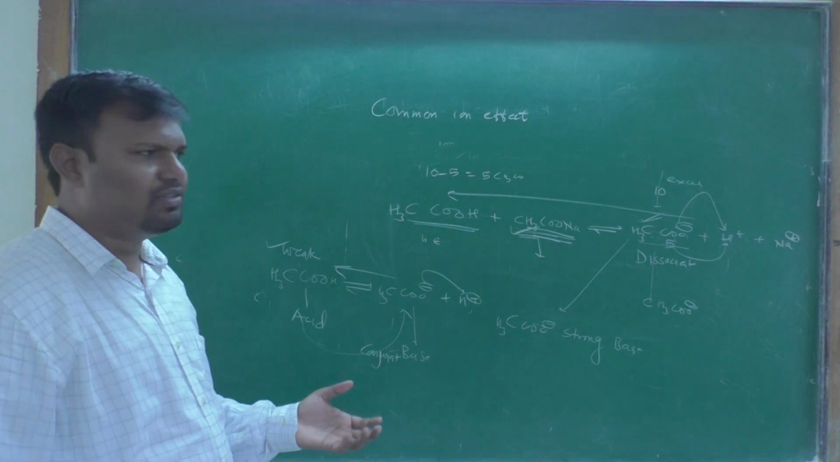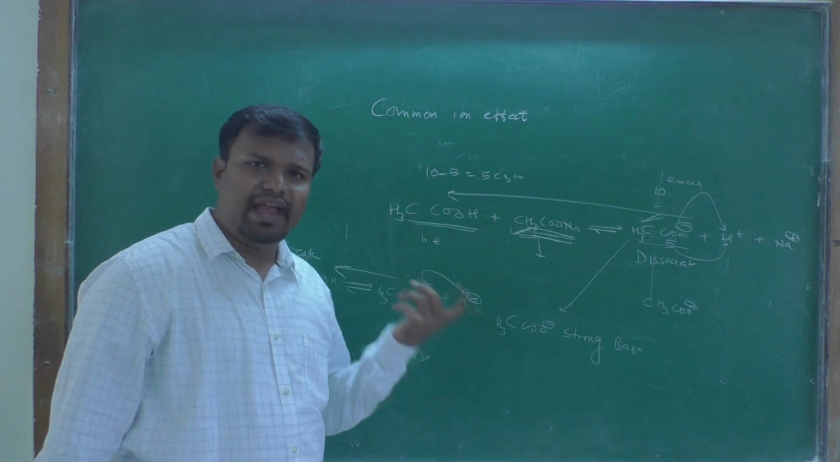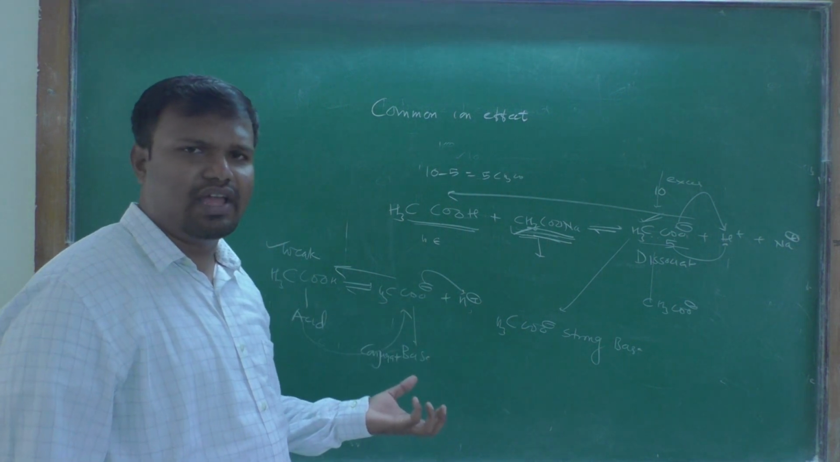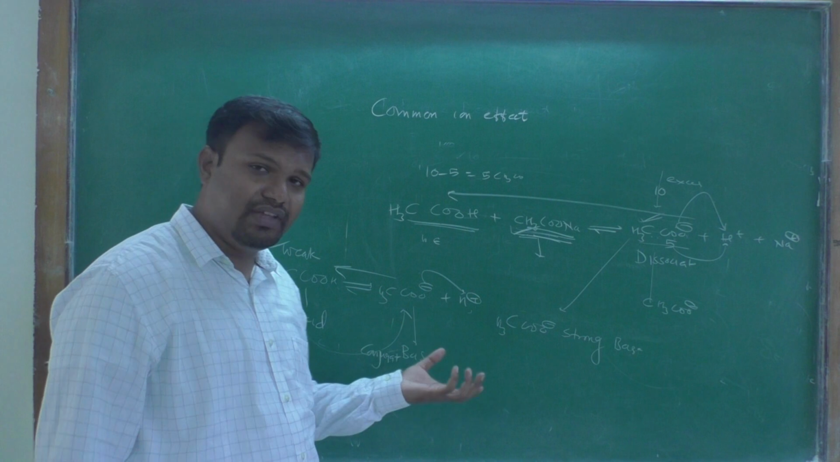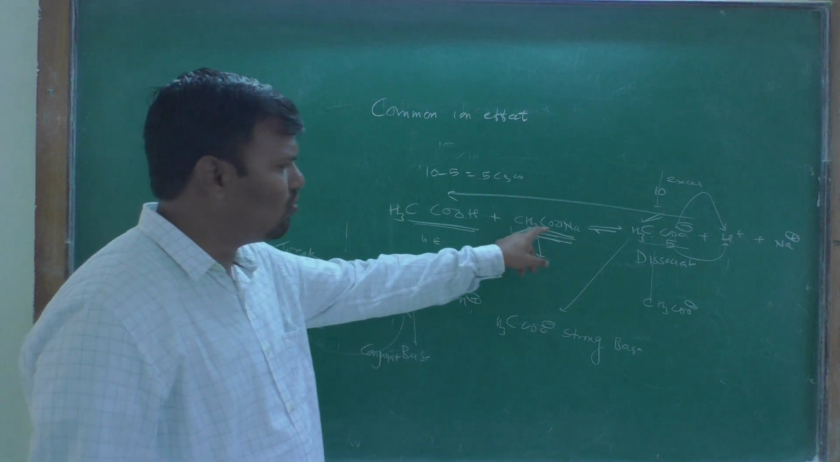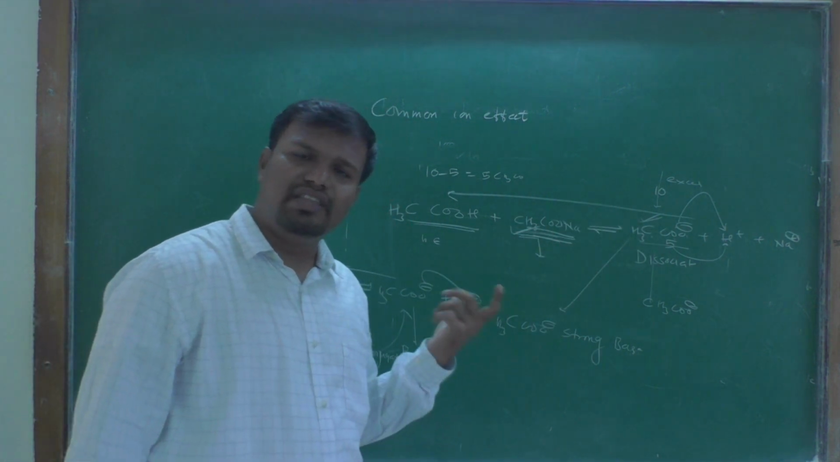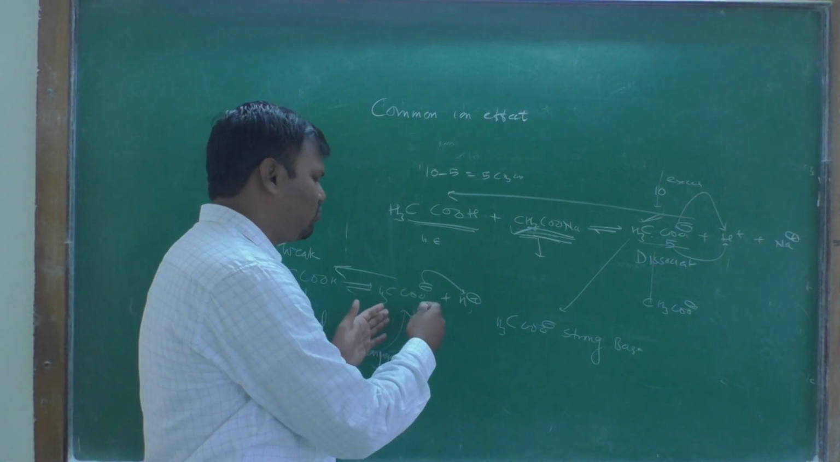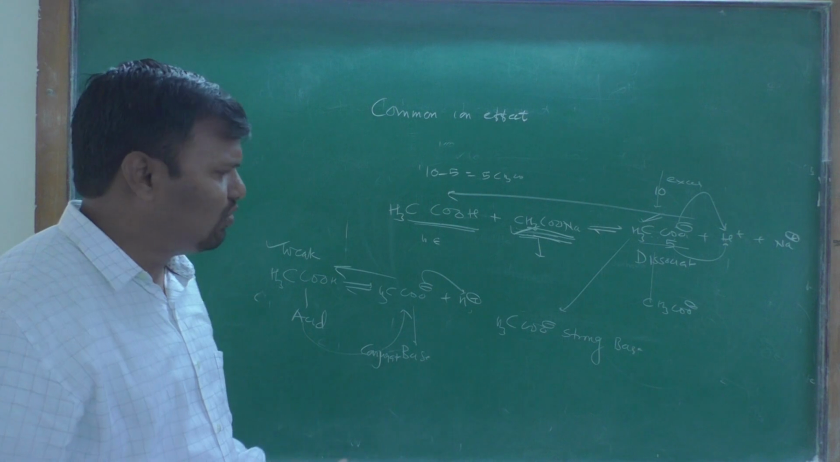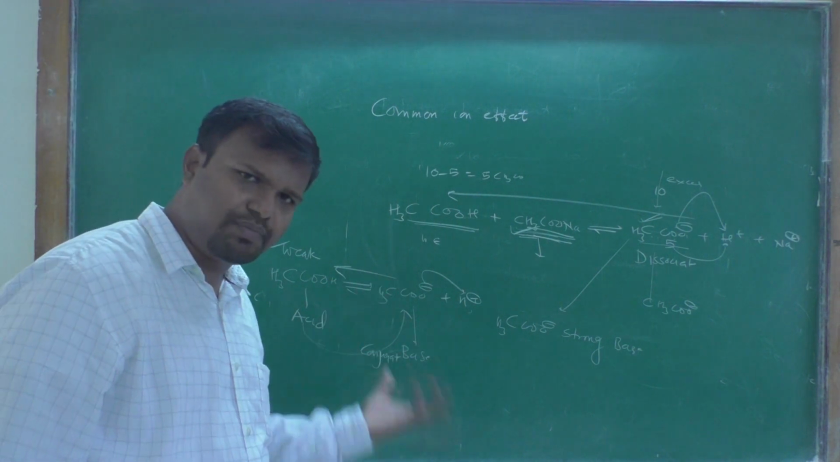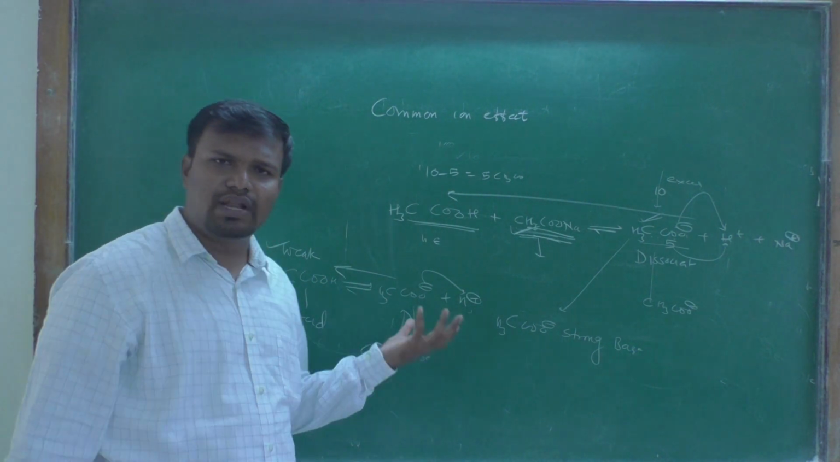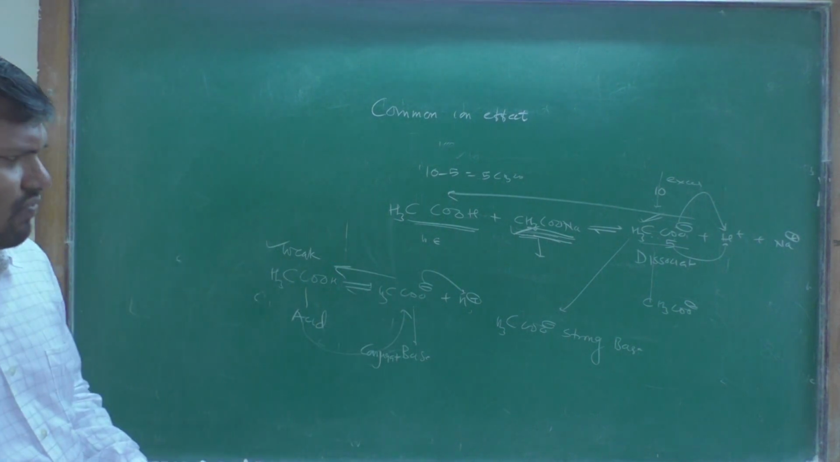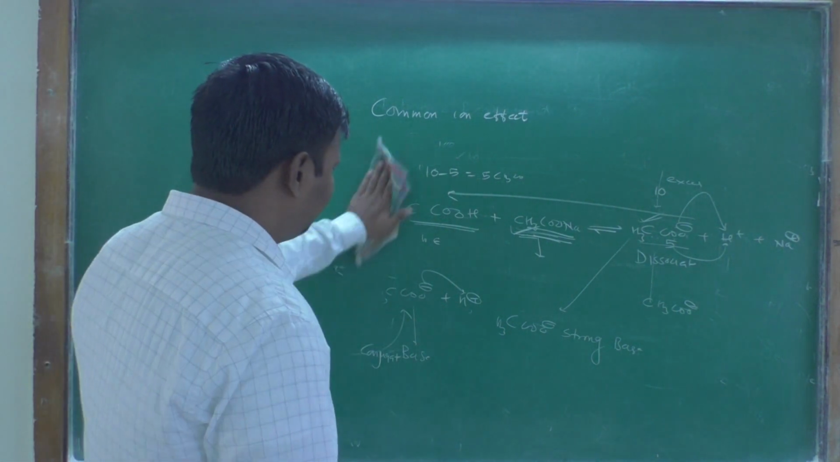Okay, common ion effect means what? When you add a strong electrolyte, which has the common ion, to a weak electrolyte, in this case CH3COO minus was the common ion, then the degree of dissociation, meaning the separation of CH3COO minus and H plus, gets reduced, gets suppressed. This is nothing but your common ion effect. Okay, for this we have a second example.